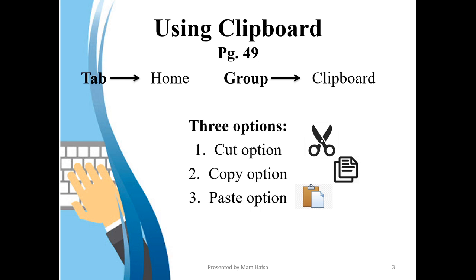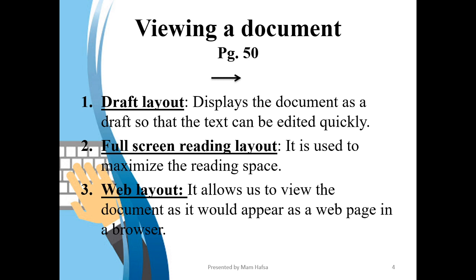Our next topic related to MS Word is viewing a document, again on page 50. Viewing a document means that how you can see a document. Three ways are given in your book how to view a document. First one is draft layout. This is a general view for looking at a document. It enables us to quickly edit the text.